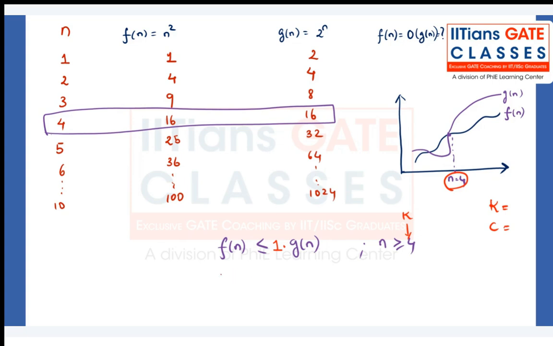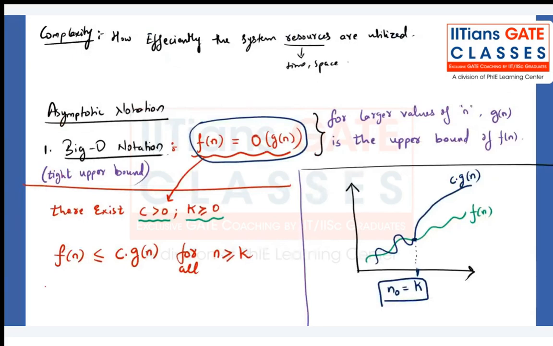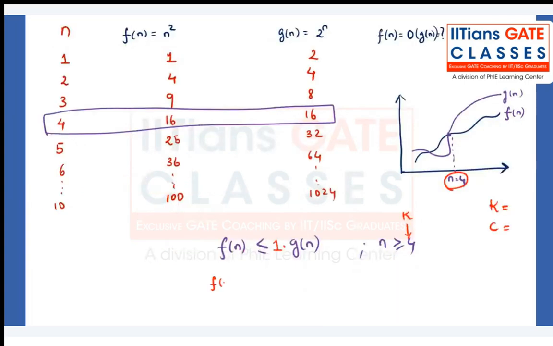So if you look at our definition, I'll write this once more on the next slide. What's the definition of big O notation? It is nothing but f of n is less than or equal to c into g of n for all n which are greater than or equal to k. We have a valid value of k, we have a valid value of c. So can I write f of n is equal to O of g of n? Yes, I can write it because it is following my inequality. Correct? Any doubts? Is it more clear now?